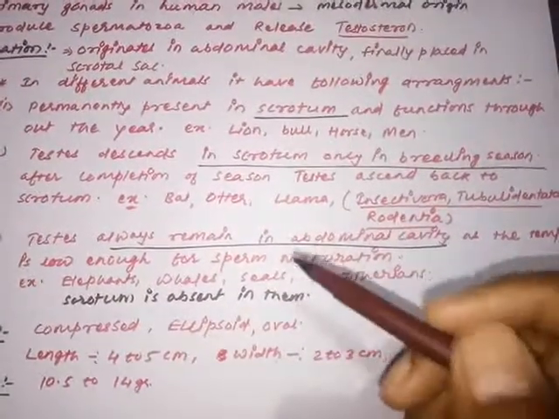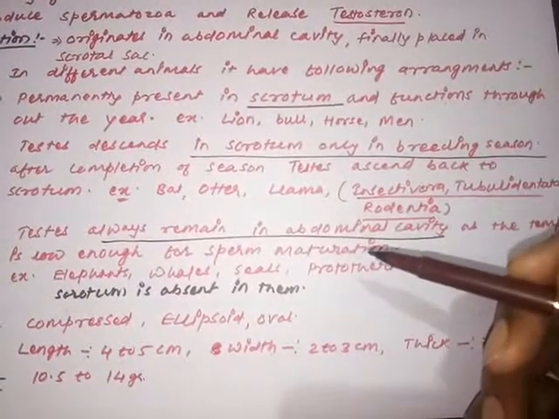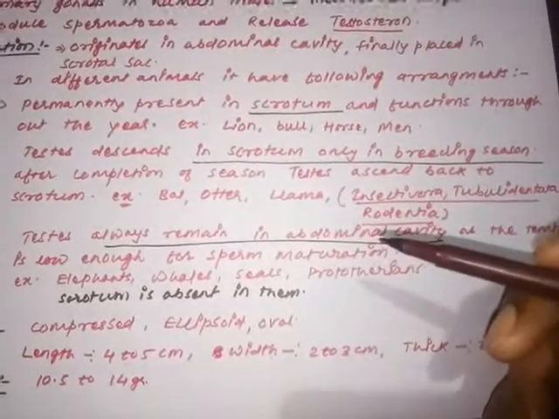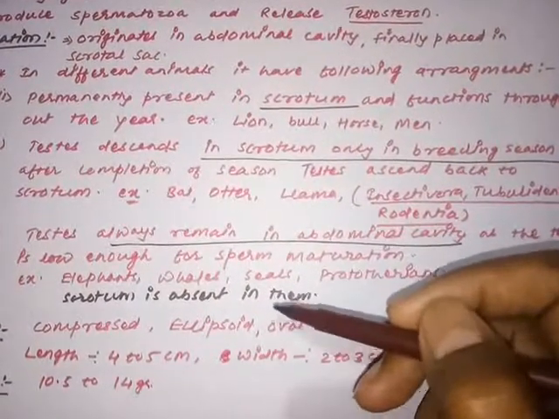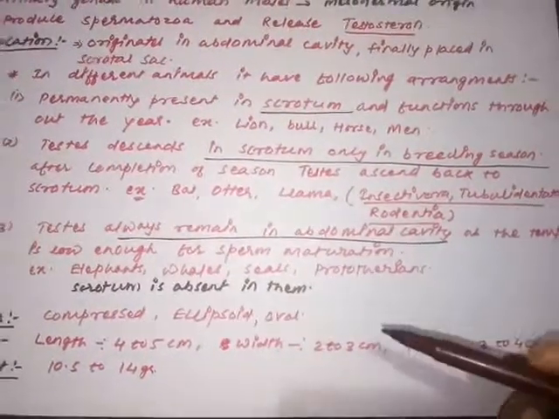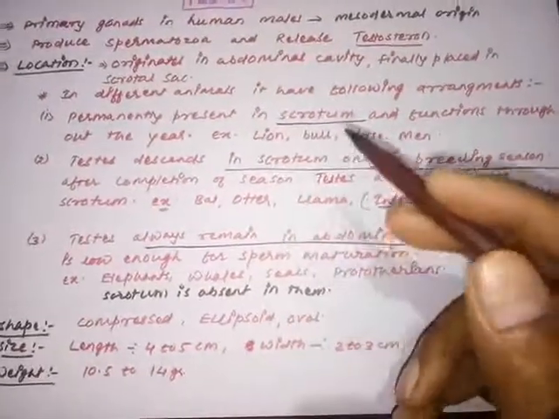समझ में आया? टेस्टिस हमेशा एब्डोमिनल कैविटी में रहेगा, कभी स्क्रोटम में नहीं आएगा, क्योंकि इनकी बॉडी का टेम्परेचर लगभग इतना होता है जहाँ पे ये स्पर्म का मैच्योरेशन कर सकते हैं. तो such animals will not have the scrotum in them. So elephants are the example, whales, seals and the prototherians. Whales and seals are the aquatic mammals. So this is clear to you all.